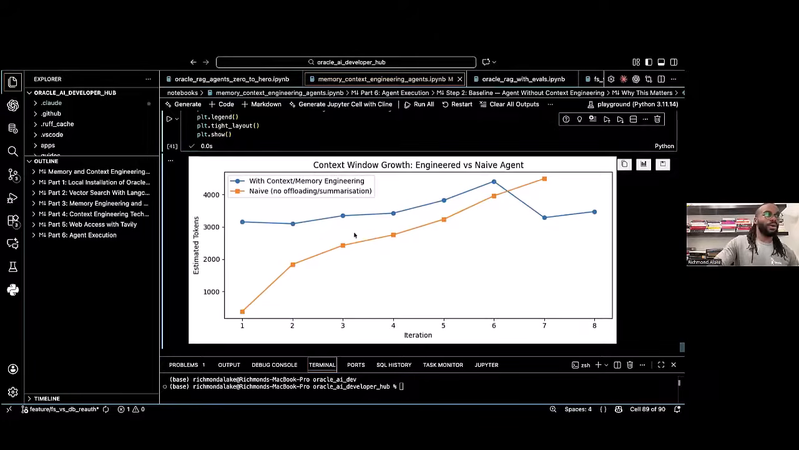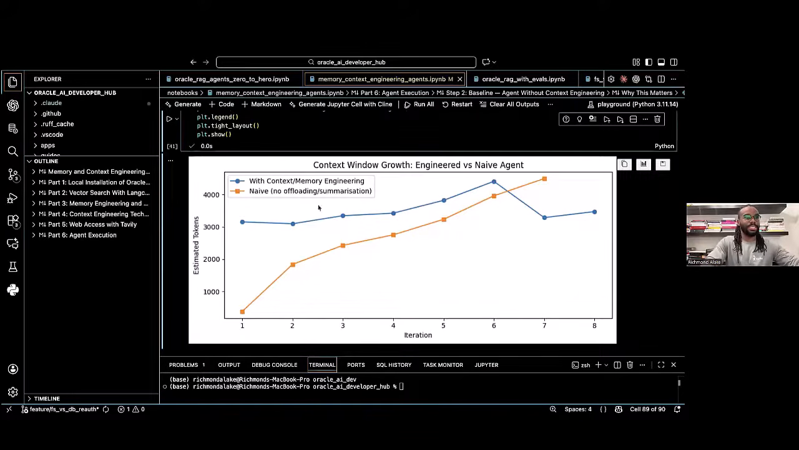All right. So on the screen, you can see a chart. It means nothing to you, but that's about to change. In this notebook, we're going to have two agents: one with context engineering and memory engineering techniques, and another that is essentially just a naive agent. So no engineering techniques, we're just passing all the conversations into the context window at every iteration of the agent loop.